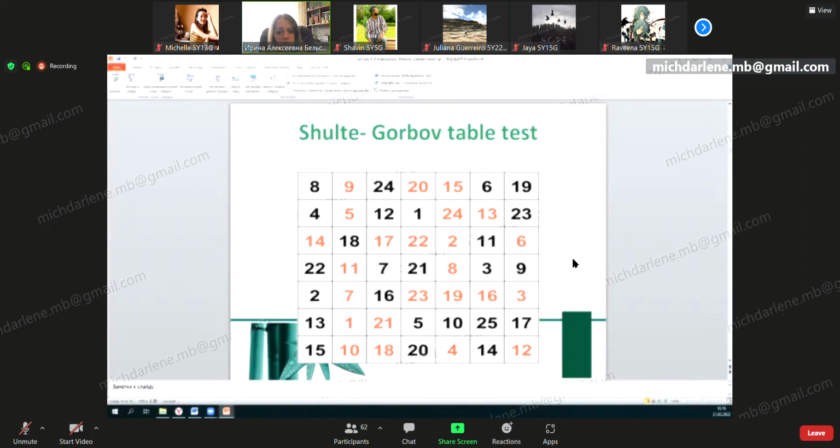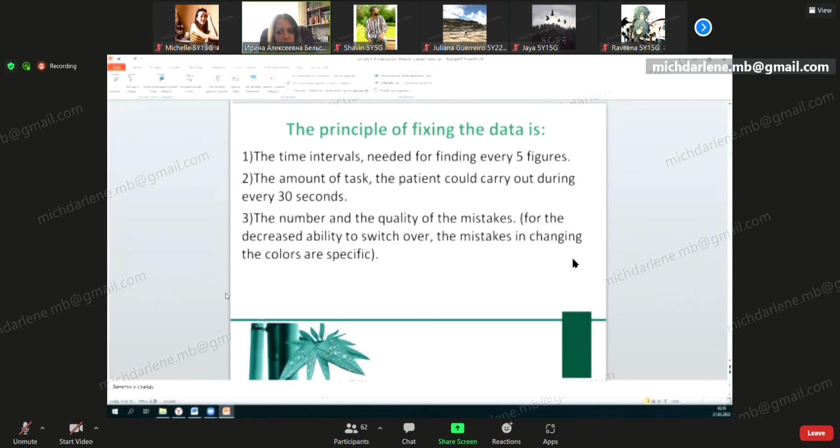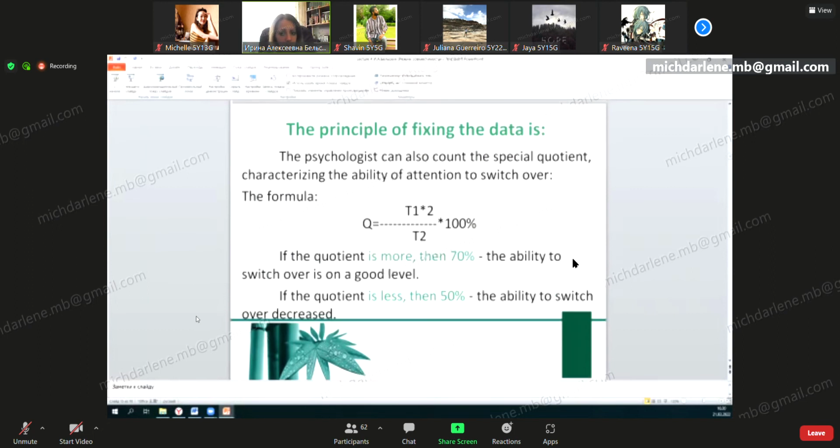In the Shelter-Gorbov test, there are several principles of fixing the data. They are: the time intervals needed for finding every 5 figures; the amount of tasks the patient could carry out during every 30 seconds; and the number and the quality of the mistakes. For example, the patient has a problem with the color or with the numbers, and they must be analyzed, and these results can be used when we calculate the final formula for attention. So the psychologist can calculate a specific quantitative formula which characterizes the ability of attention to switch over.